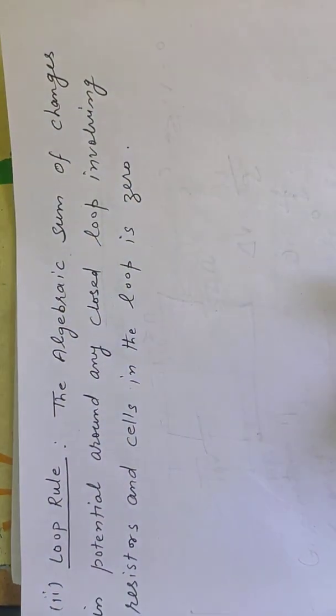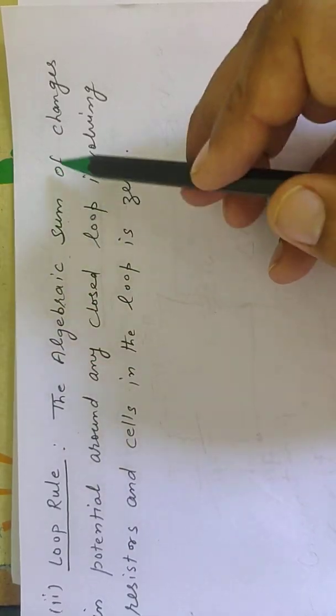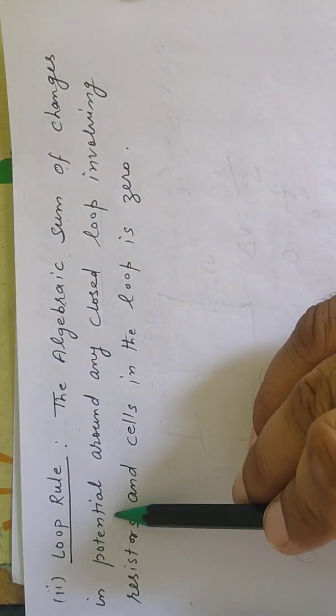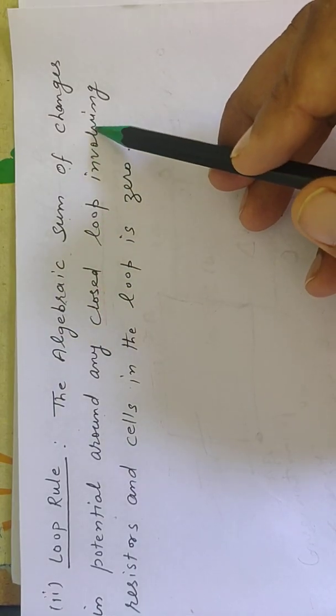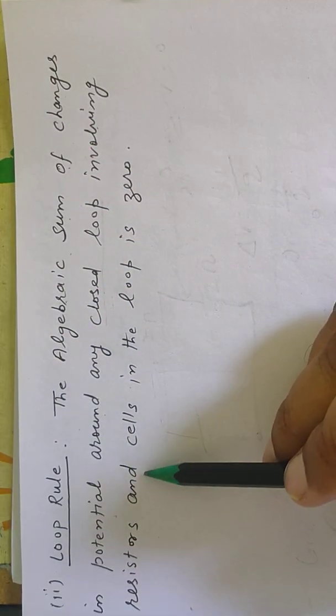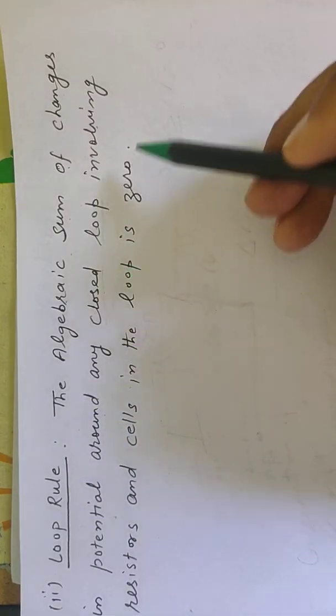Now the second rule is the loop rule. This rule states that the algebraic sum of changes in potential around any closed loop involving resistors and cells in the loop is 0.